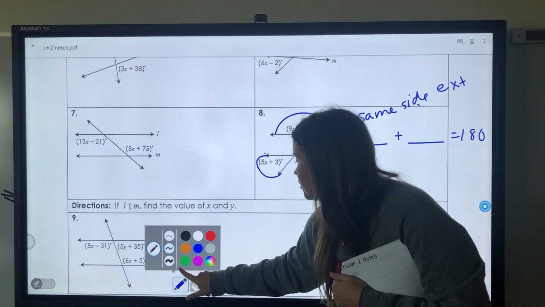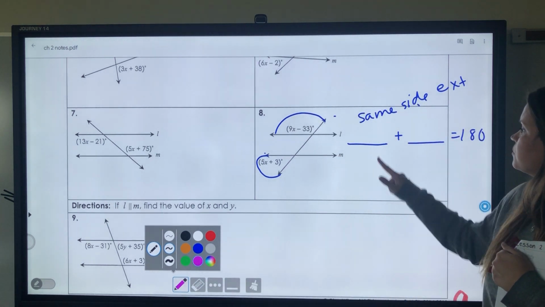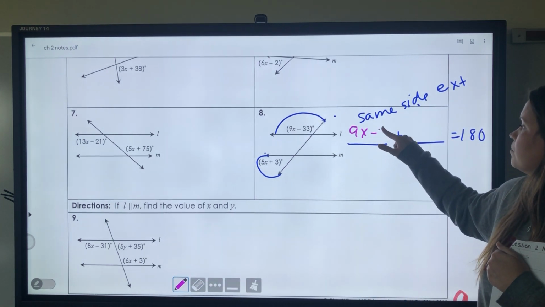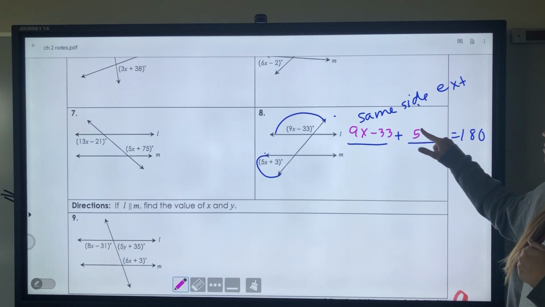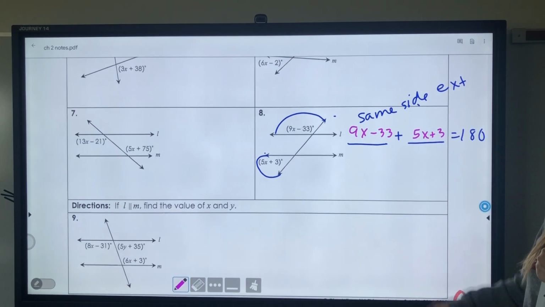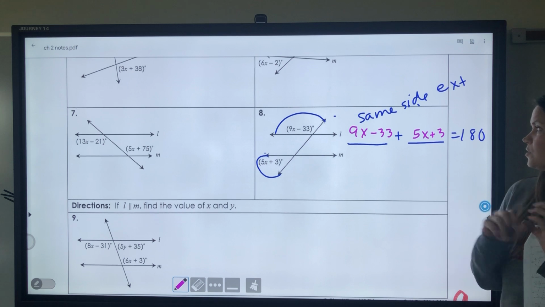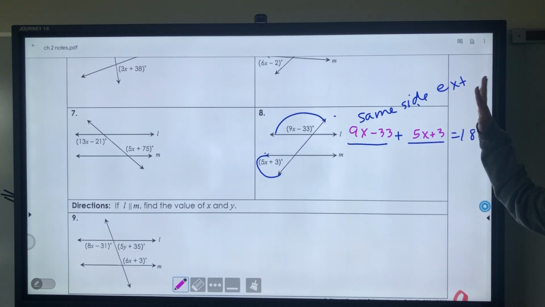And so then you just fill in the information you have. 9x minus 33, 5x plus 3. So those are the 2 different setups. And then you solve for x, combine like terms. I'm not going to do that now.